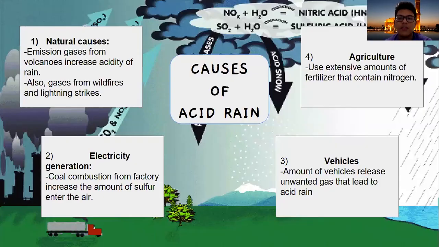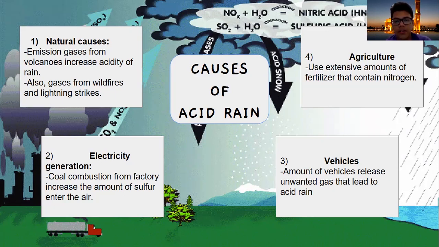So there are some causes, or factors, of acid rain. The first one is natural causes. Natural causes come from natural occurrences such as volcanoes that release unwanted gases. So it will increase the acidity of the rain, and we can also take into account other natural occurrences such as lightning strikes and wildfires.